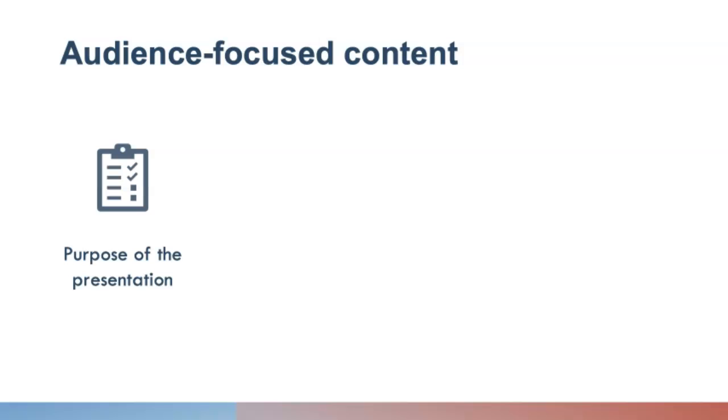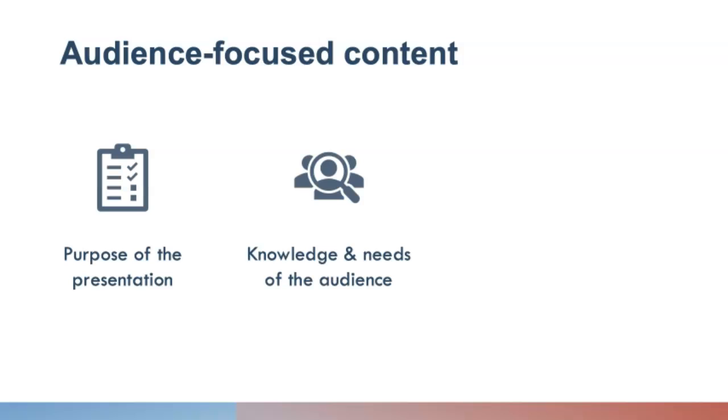When it comes to class presentations, think about what the professor has indicated to you about what they want in the presentation. Make sure to closely read the assignment, and if you're not quite sure what's required, check with your professor. The second element is thinking about the knowledge and needs of the audience.